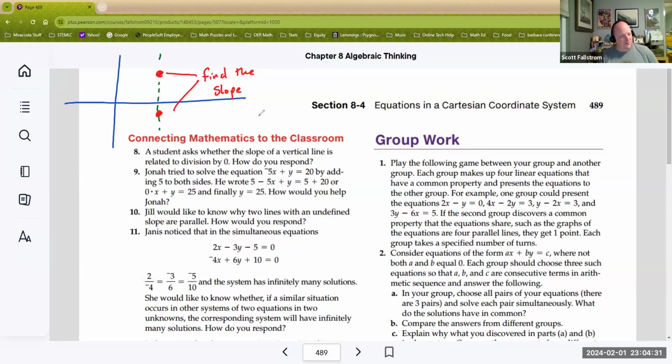And I think if you do that, create actual numbers, go and do that, find the slope. I think you'll be able to see how this is related to division by 0. I'm not going to go through and do that one any more than that. That is a huge push in the right direction. I feel like we got you down the right track. Number 9. This student.